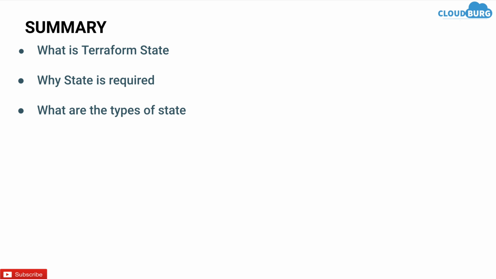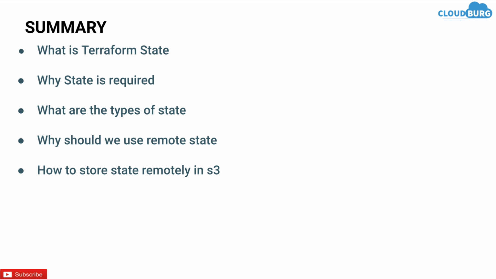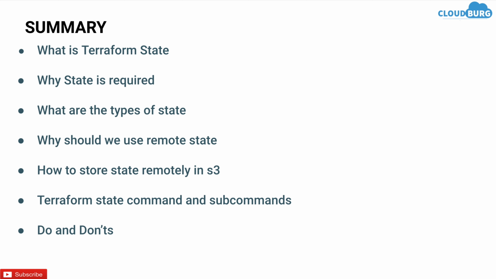Now let's see the summary of what all we discussed today. So first we discussed what is Terraform state, then we discussed why state is required, then what are the types of state, in which we discussed local state and remote state with examples. Then we discussed why we should use remote state and how to store state remotely in S3 with an example. And then we went through some commands regarding Terraform state, and in the last we discussed the do's and don'ts. So I hope now the Terraform state is clear to all of you.